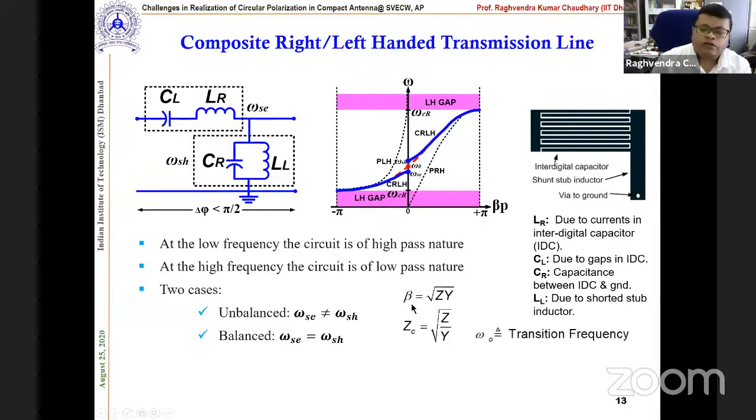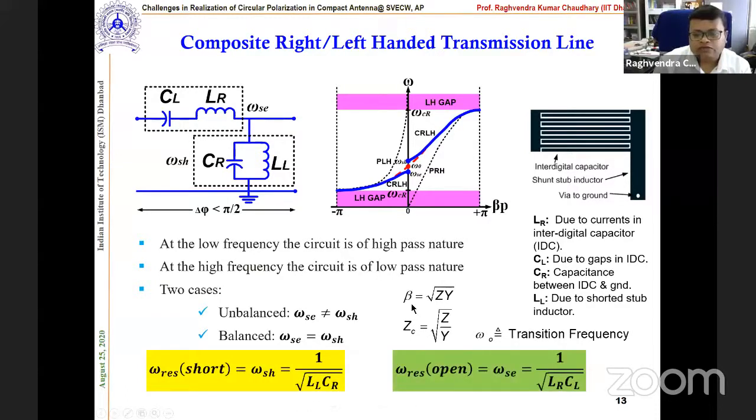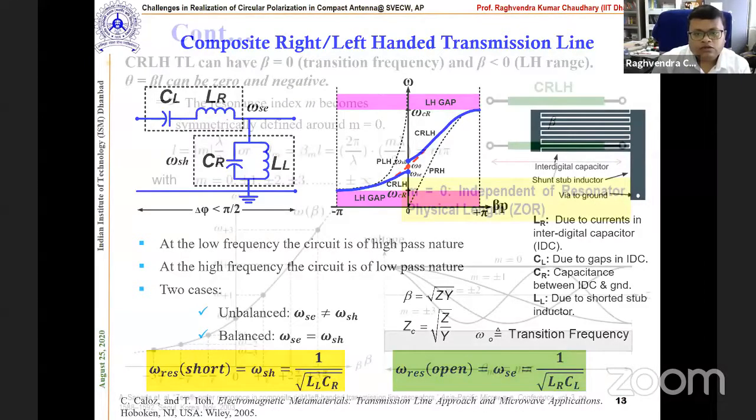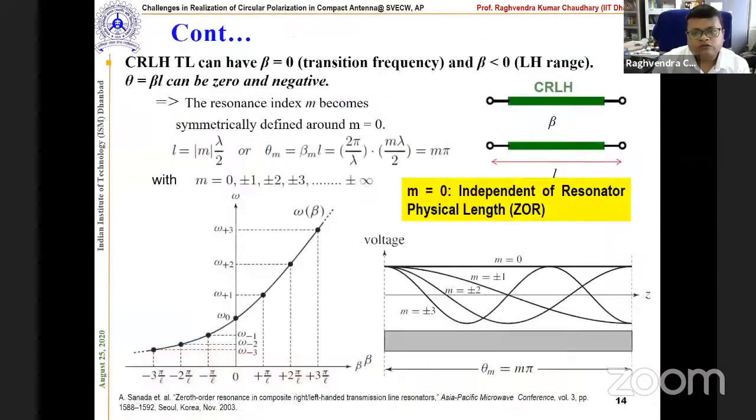These are some of the formulas by which you can calculate the dispersion and the characteristic impedance, and the shunt and series resonance can be determined by this formula. Now, just focus on m equal to zero, which means the ZOR point. Here this is a balanced case, and we took a lambda by 2 line. You can experiment with a lambda by 4 line as well, and find it out. This will be a completely new study, so please try it, correct?